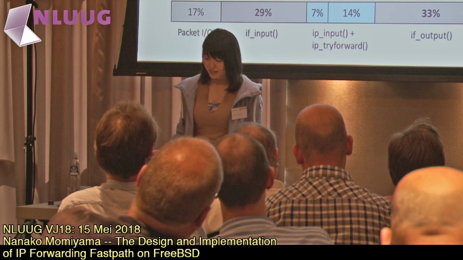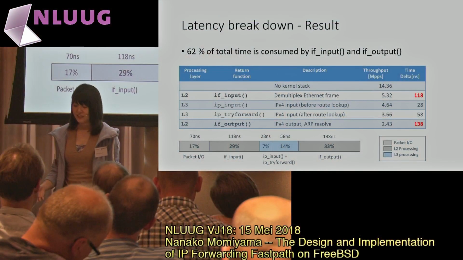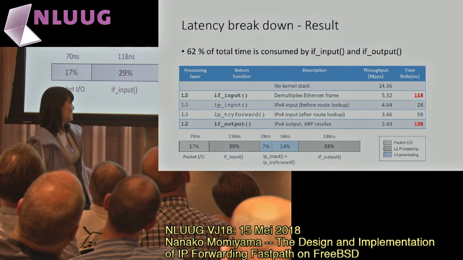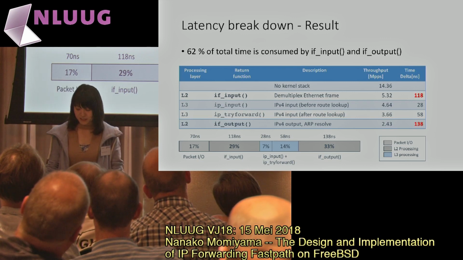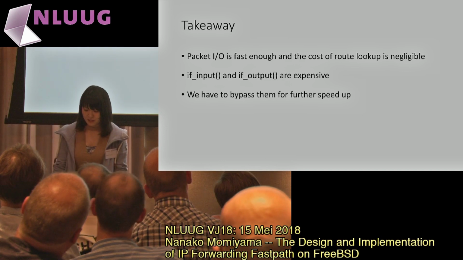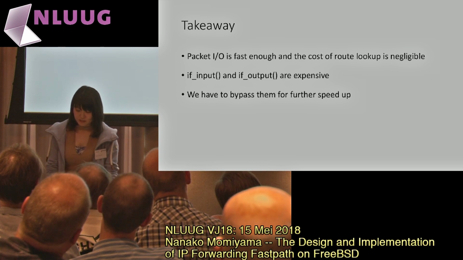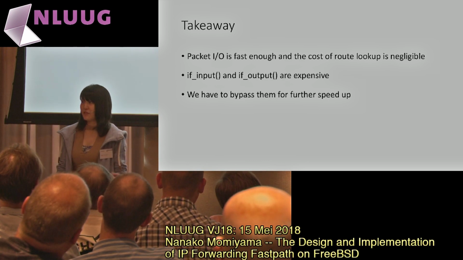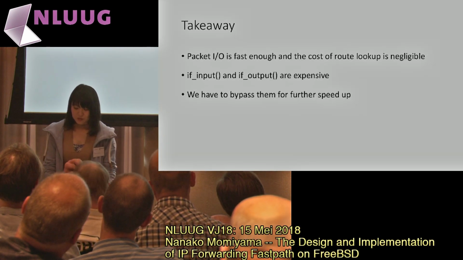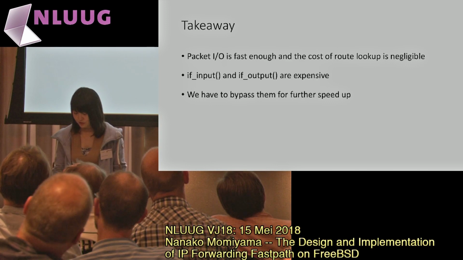So please remember that the time budget per packet to achieve the maximum packet rate is only 67 nanoseconds. So it consumes a lot of time in the L2 layer. So this is the takeaway from these results. The packet I/O is fast enough today, but the L2 input and output code paths are very expensive. So to achieve further speedup, we need to bypass these expensive functions.